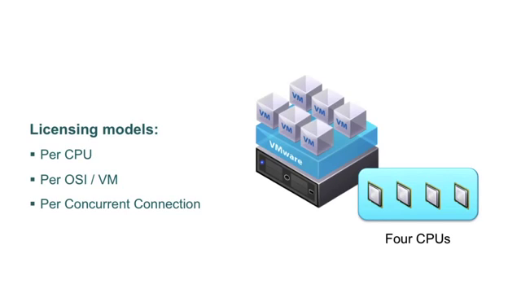Per operating system instance or OSI or per VM licensing is associated with management and cloud automation products. For this example, we have 6 virtual machines, each virtual machine having its own operating system instance, so we need 6 licenses for each VM or operating system instance.